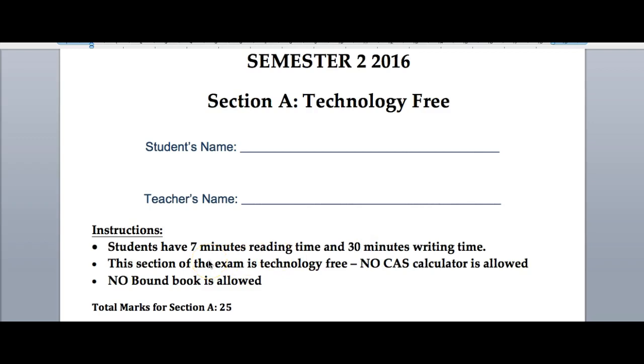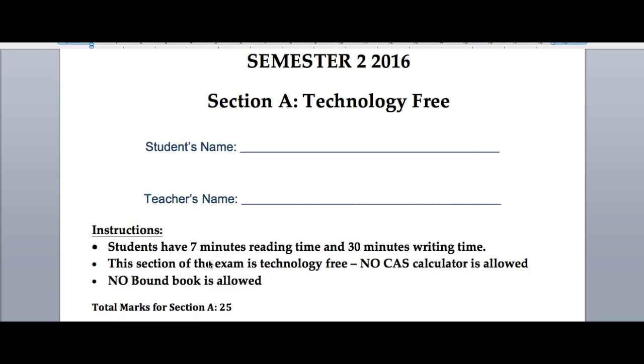In your 7 minutes reading time, make sure you're wise about which questions you're going to answer. Never really do things in chronological order. If you're just going from question 1 to 5 or whatever it is, you might be wasting time. Use this time to think about which questions you can do, okay, and then go back to the others.